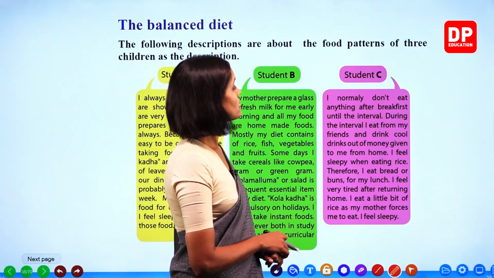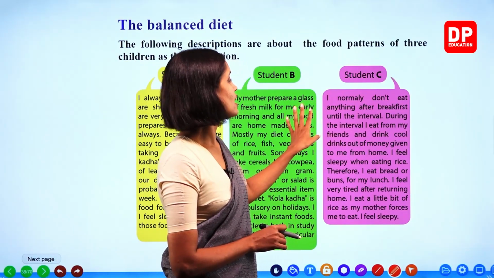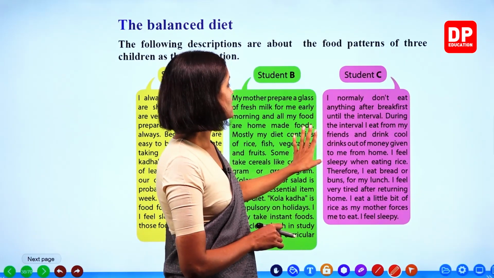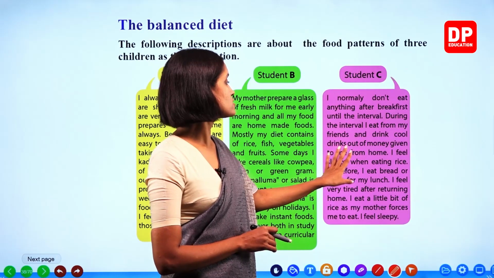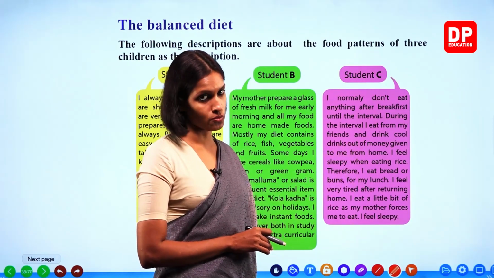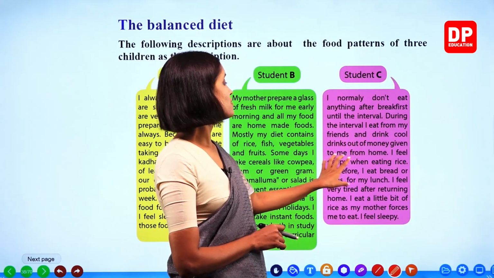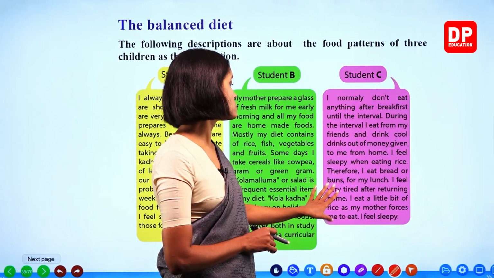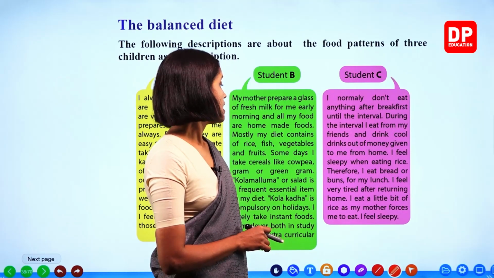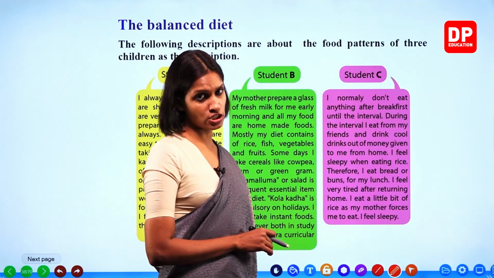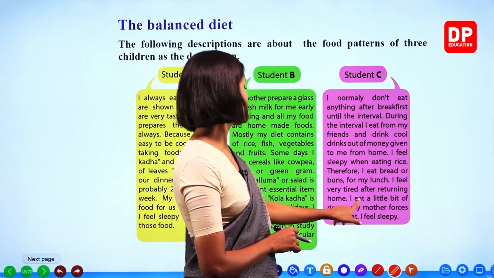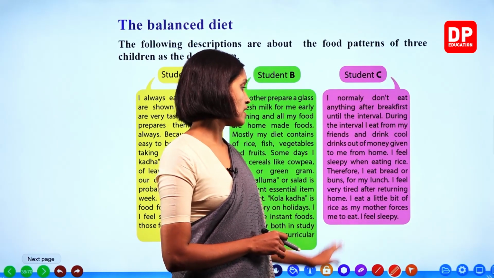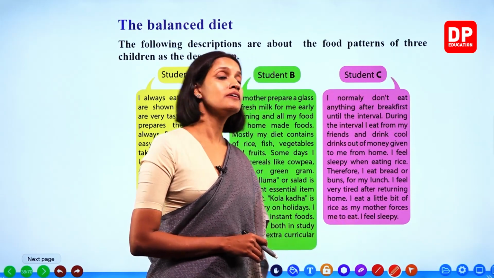Student C: I normally don't eat anything after breakfast until the interval. During the interval, I eat from my friends and drink cool drinks out of money given to me from home. I feel sleepy when eating rice. Therefore, I eat bread or buns for my lunch. I feel very tired after returning home. I eat a little bit of rice as my mother forces me to eat. I feel sleepy. Right?